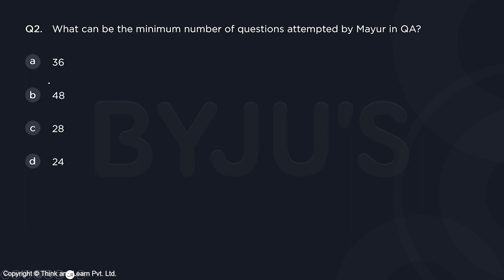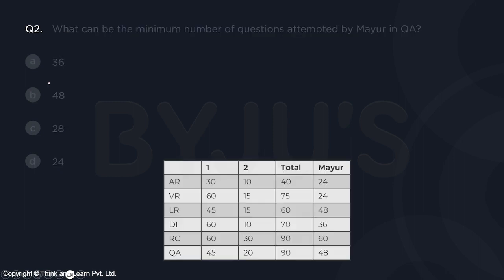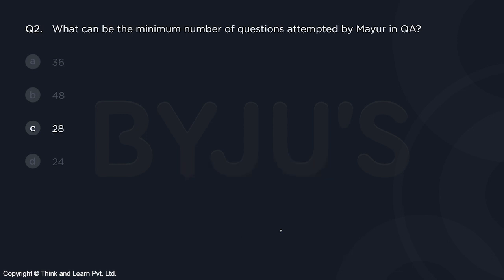Question number 2 says, what can be the minimum number of questions attempted by Mayur in QA? I want to minimize his questions in QA. His score is already limited as 48. If someone's score is limited, you want to minimize his number of questions. You will try to get him to do the maximum number of questions which are of 2 marks. So if he does 20 questions of 2 marks each, that will give him a score of 40. Where did he get the remaining 8 marks? Of course, he must have done 8 questions of 1 mark as well. So 20 questions of 2 marks, 8 questions of 1 mark. That makes the total number of questions 28. So 28 is the right answer for question number 2.